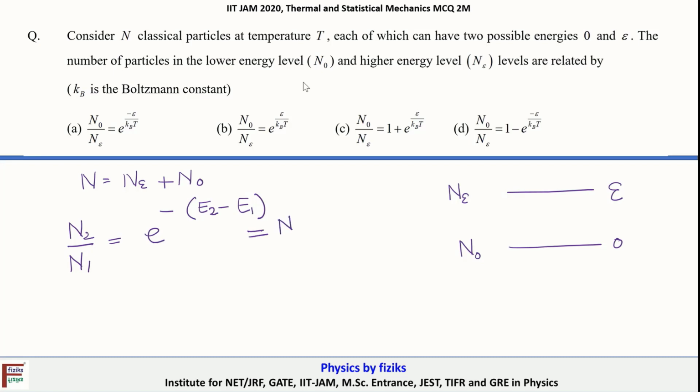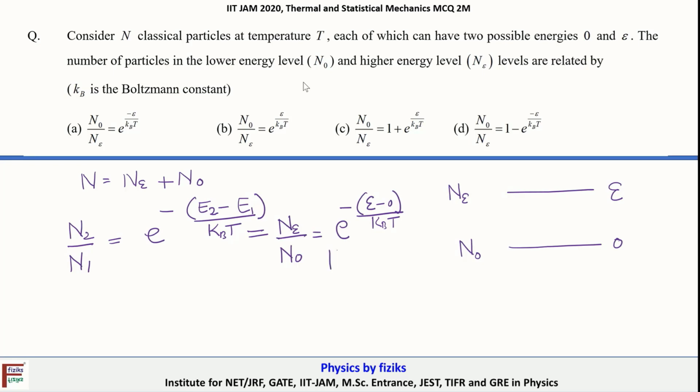Here, if we compare this situation with the present case, this is equal to ne upon n0. This is equal to how much? Exponential minus E minus 0. And here I forgot to write the Boltzmann factor, sorry, that beta factor here, kBT. So here also you will have kBT.